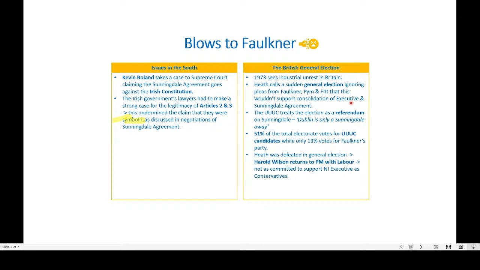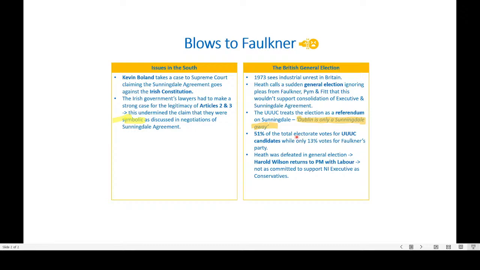It was still only in its infancy, it was still only in its early stage, it wasn't an established governing body of Northern Ireland yet. They felt that this general election would undermine that process, which it did. So the UUUC, the more extreme ends of the Unionists, treats the election as a referendum on Sunningdale. They use an infamous slogan, "Dublin is only a Sunningdale away," that becomes extremely popular and convinces the Unionist community to oppose Sunningdale.